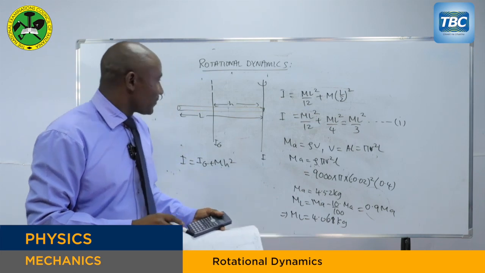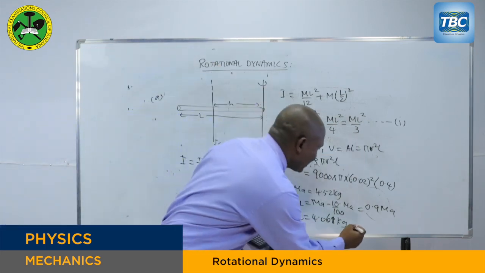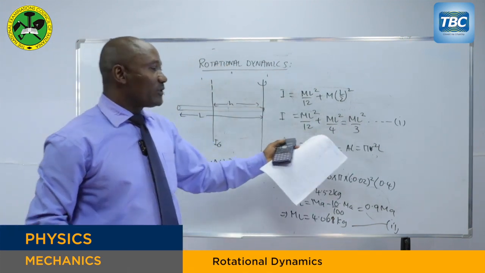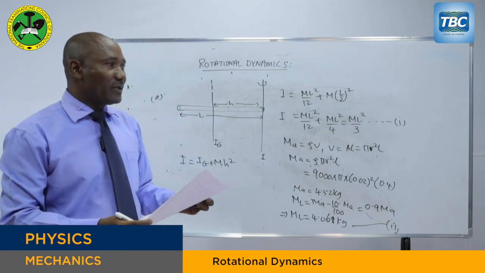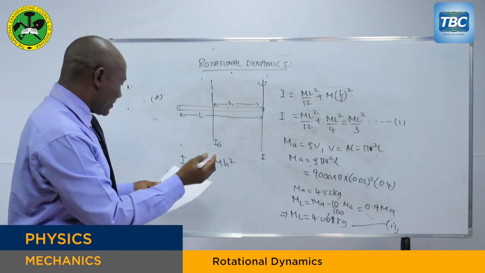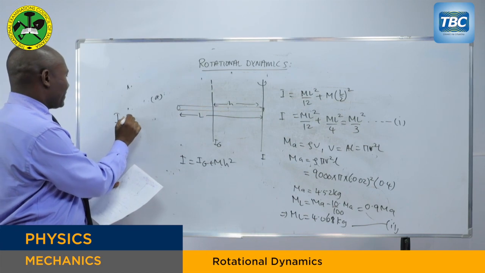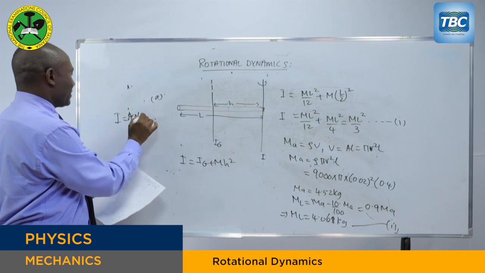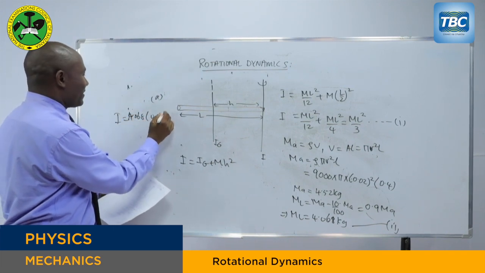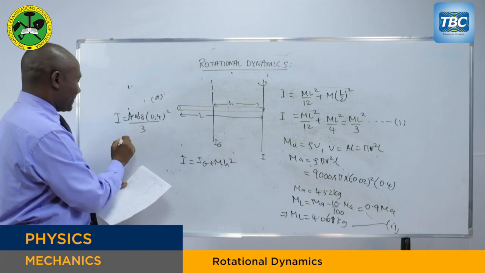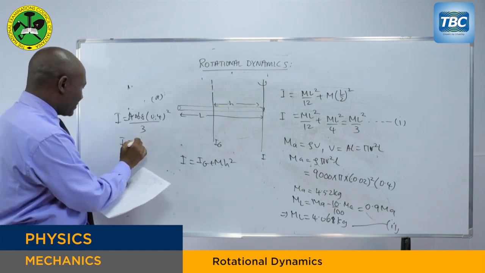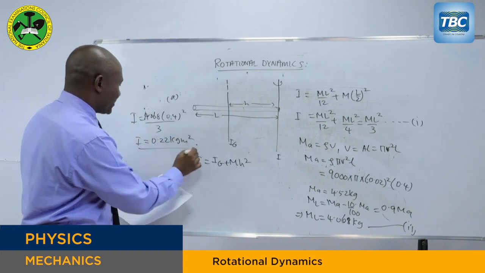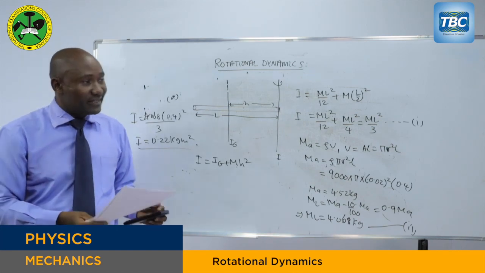So you know the mass. You know that is the question number 2. You substitute these values in that formula, meaning that you know the length of the copper rod. So from there, you get the moment of inertia about that axis as 4.068 times 0.4, the length squared over 3. You get something like 0.22 kilogram meter squared.